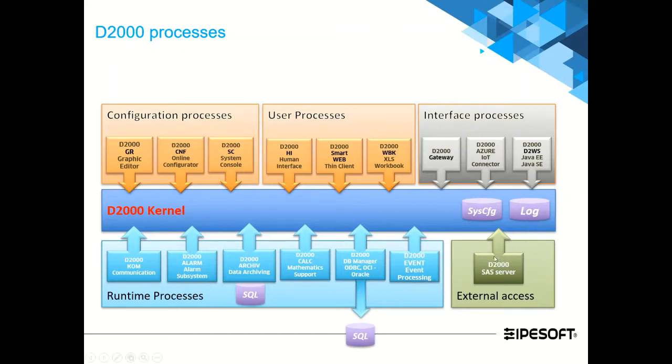There are three basic groups of processes in a D2000 system. The runtime processes run in the background. They don't have user interfaces. They are either started by the kernel or as Windows or Linux services, mostly if they run on a different computer. Every runtime process takes care of some D2000 objects. We say that the process is a parent of these objects. The configuration processes are used to make changes to configuration by system developers or administrators. User processes are run by ordinary users.